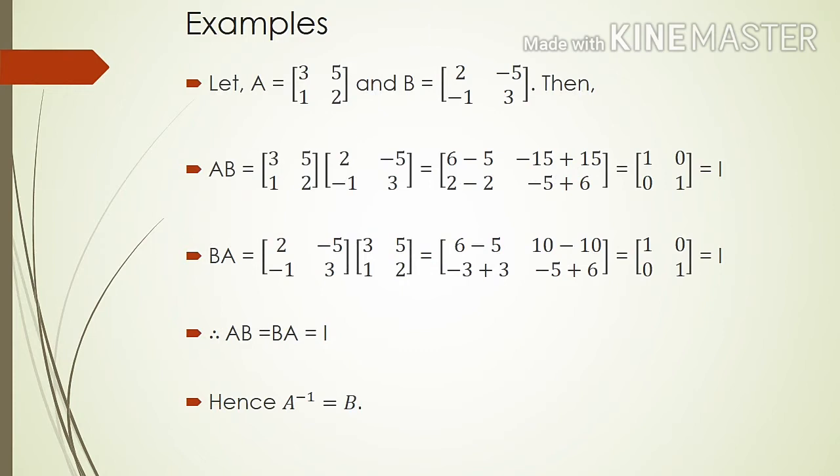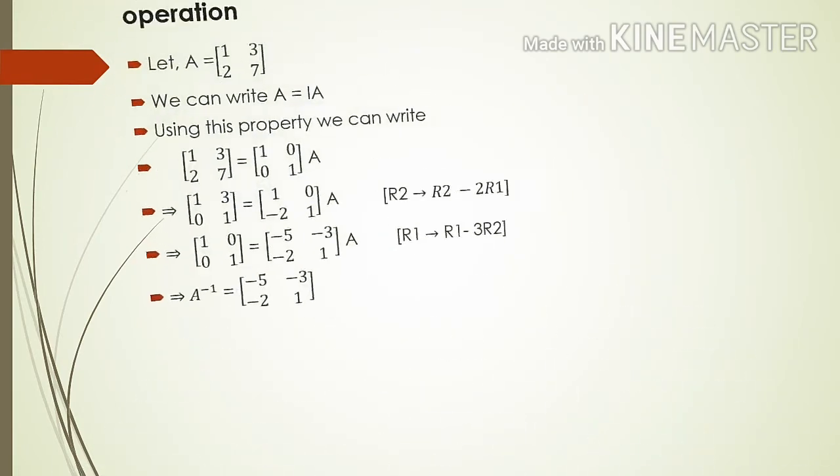One example you can understand better. A and B, two matrices, are given. First we have to find AB by the matrix multiplication method. First row first column multiplication: 3 twos are 6, minus 5 into minus 1 is minus 5. First row second element: 3 into minus 5, minus 15, plus 5 into 3 is 15. So this becomes an identity matrix, 1 0 0 1, which we write as I. In the same way we also find BA, and lastly we get that this is also an identity matrix I. So AB is equal to BA, and that is equal to I. Hence we find A inverse is equal to B.